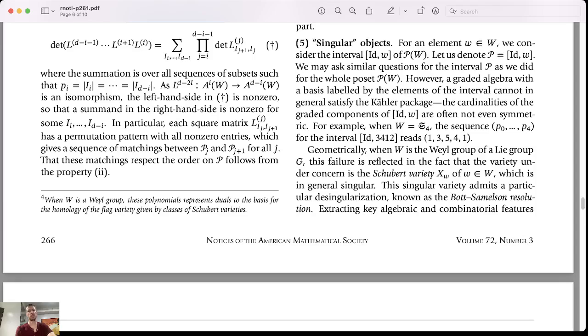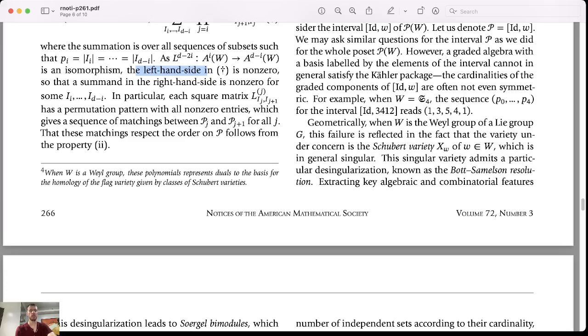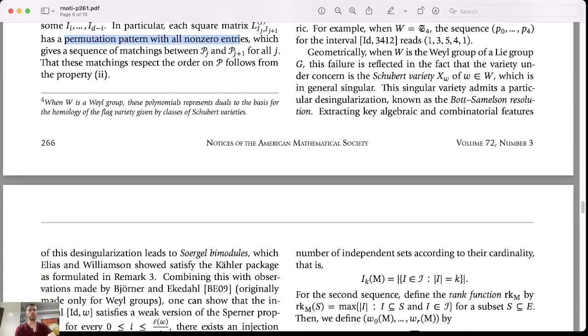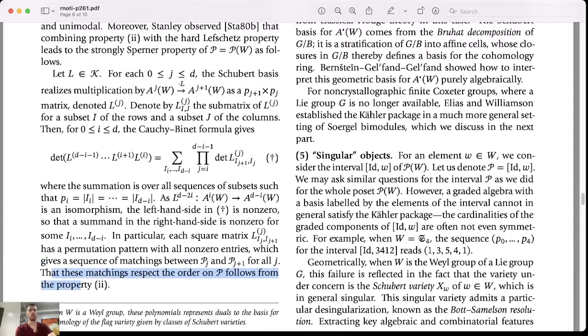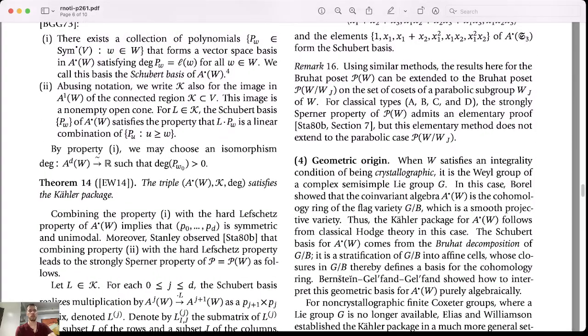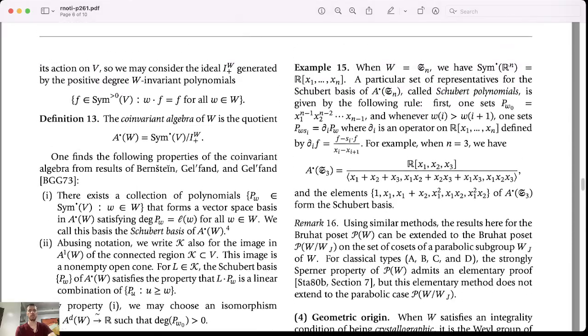As L^{d-2i} from A^i(W) to A^{d-i}(W) is an isomorphism, the left-hand side above is non-zero, so a summand in the right-hand side is non-zero for some I_i, …, I_{d-i}. In particular, each square matrix L^j_{I_{j+1}, I_j} has a permutation pattern with all non-zero entries, which gives a sequence of matchings between P_j and P_{j+1} for all j. That these matchings respect the order on P follows from property 2 above. That was the property about the image of a certain function being a non-empty open cone.